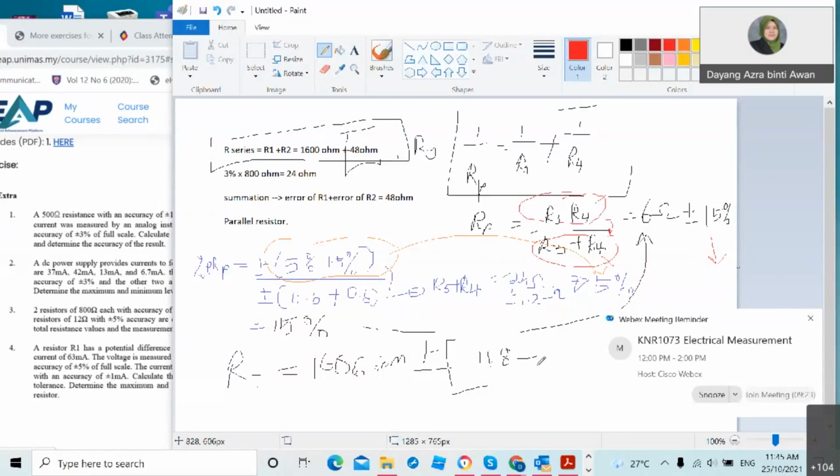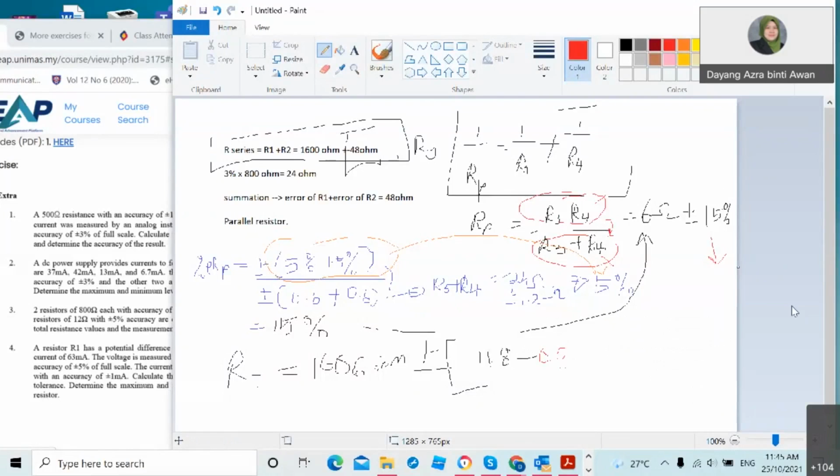So this one is around 0.9. Kat sini 0.9. This one is also 0.9. So at the end, this is your 1606 plus minus. Your error is 48.9 ohm. So it's either for you want to check to change it to percentage value is also okay. You want to stick until here pun also okay. But sometimes the question they will ask you again what is the maximum and minimum. So maximum you just add up 48 ohm. The minimum you just minus 48.09 ohm.